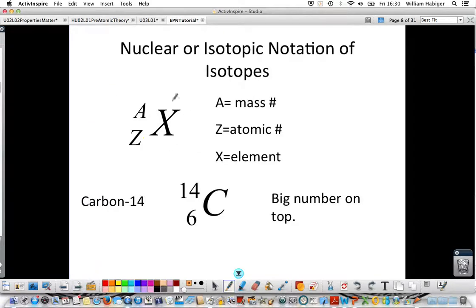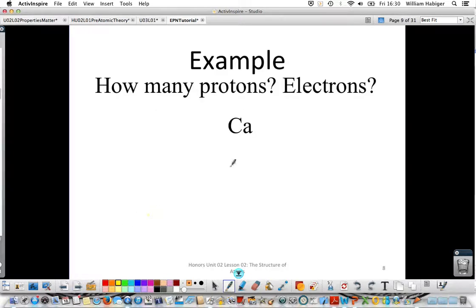Okay, the other way of showing isotopes is what's called nuclear notation or isotopic notation. This is where you have the element symbol, and then the mass number on top and the atomic number at the bottom. So here, this carbon-14 is in hyphen notation, and in nuclear notation we have the mass number and the atomic number. All right, so now let's look at some examples of how to figure out the number of protons and electrons. The only time we can figure out neutrons is if they give us the mass number.